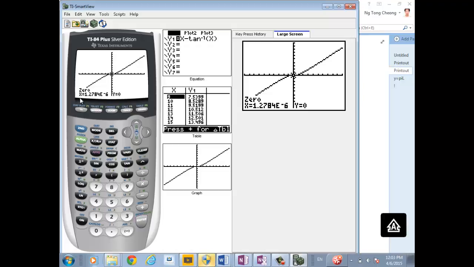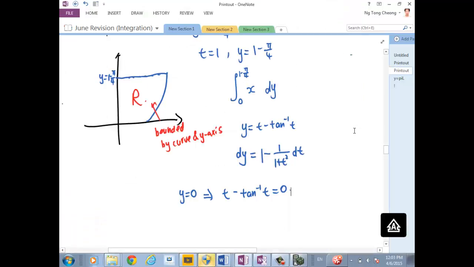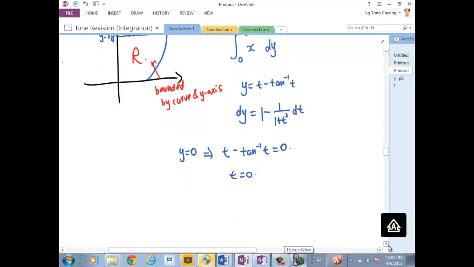So when y equals 0, your x is equal to 0. There's some calculation error there, but it just means that your x equals 0. So from here, I know that when my y equals 0, my t is actually equal to 0. So with all this, I can now start doing my substitution, which is integrating my x, my dy, and the limits. And if I simplify the whole thing, it's very nice.